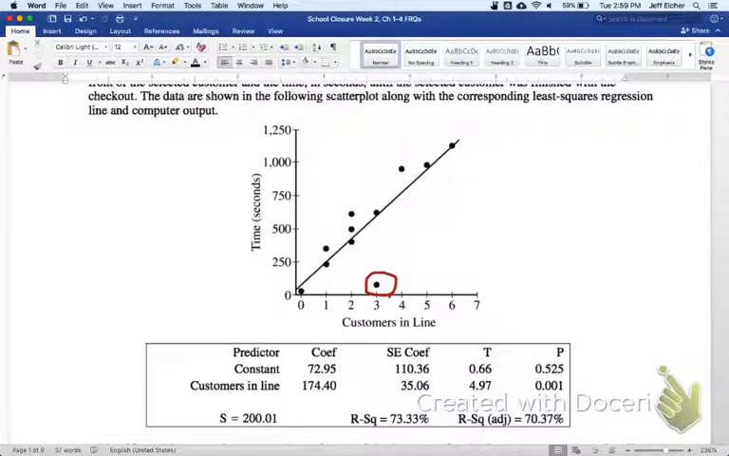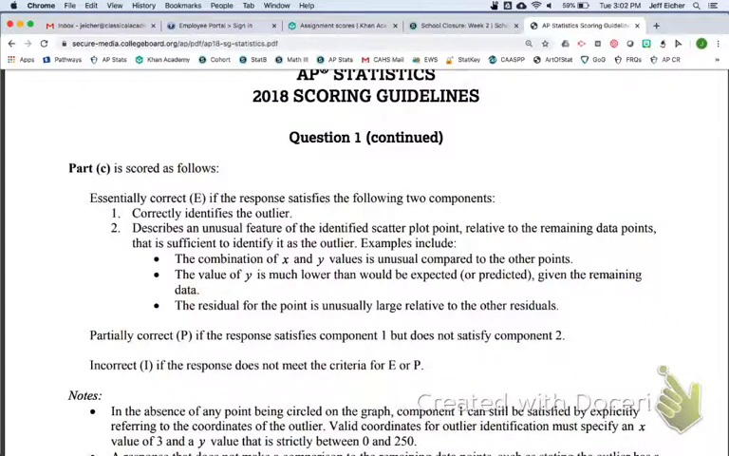I wanted to show you some examples of what to say and what not to say when describing an outlier like this. A lot of times on the AP exam, communication is really important, and the way you say things could be interpreted in the wrong way. So let's go over to the scoring guidelines online. Check that out. So part C is scored as an E if you correctly identify the outlier. We did that. Describes an unusual feature of the identified scatter plot point relative to the remaining points is really important. That's sufficient to identify.